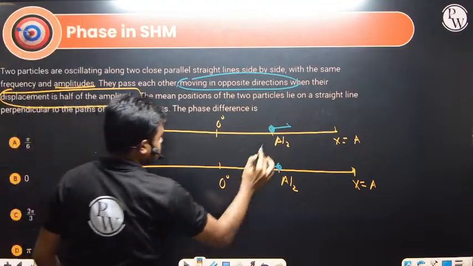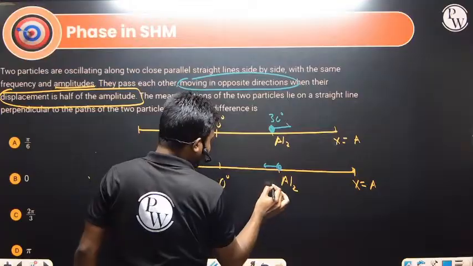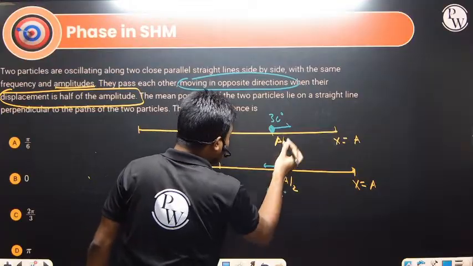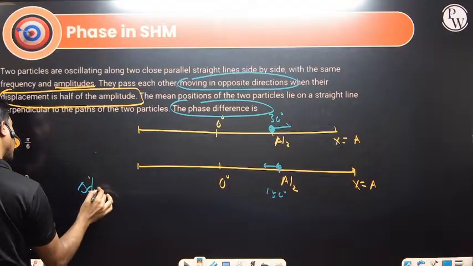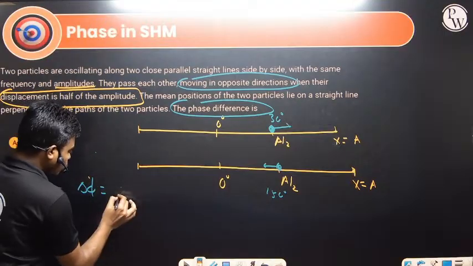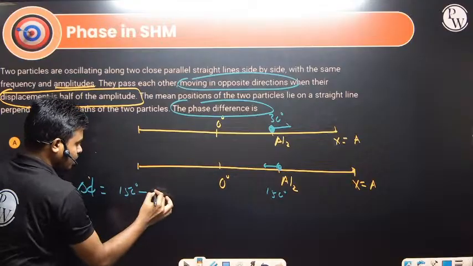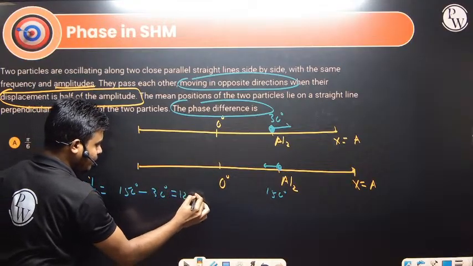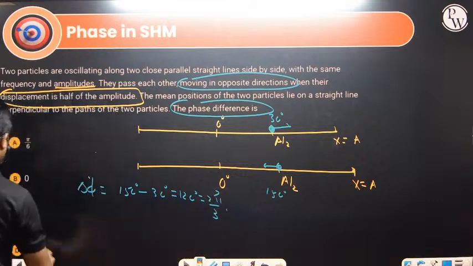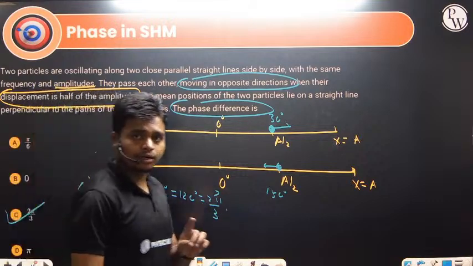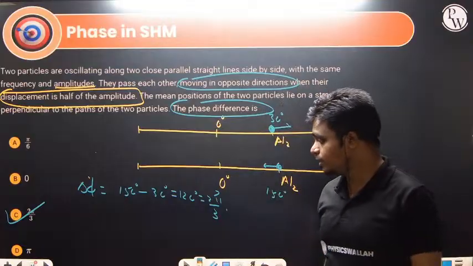So what is the phase here? 30 degree. And what is the phase here? 150 degree. What is the difference in the phase? Delta phi. What is delta phi? 150 degree minus 30 degree. The answer is 120 degree. Convert into radian. So this will be 2 pi by 3. So the answer is option C here. Clear, all of you?